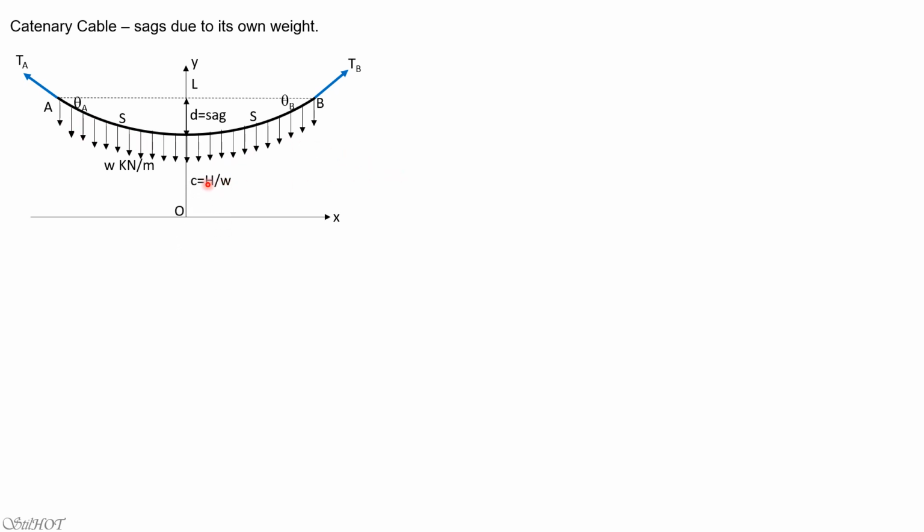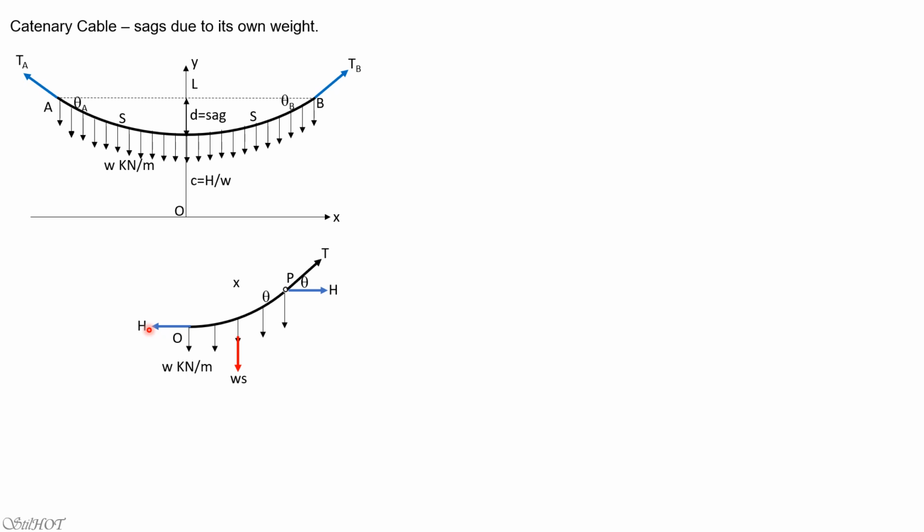So that's the origin. So c is defined as the ratio of the horizontal component of tension and the uniform weight of the cable. And what is new here is the origin is no longer at the lowest point of the cable, just like in parabolic cables. The origin was at the lowest point, but here it is below the lowest point, and the distance is c, which is defined by the horizontal component of tension divided by the uniform weight of the cable.